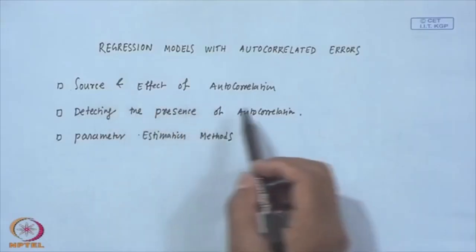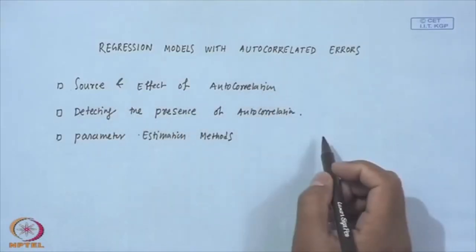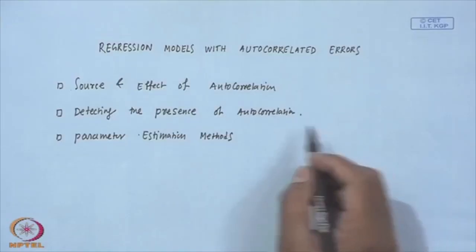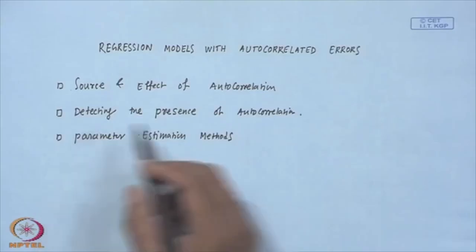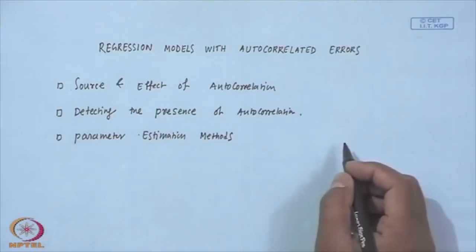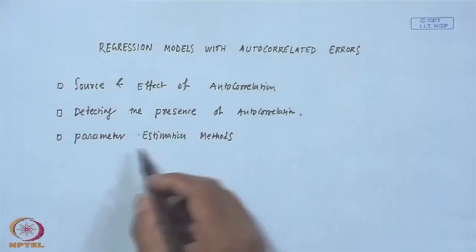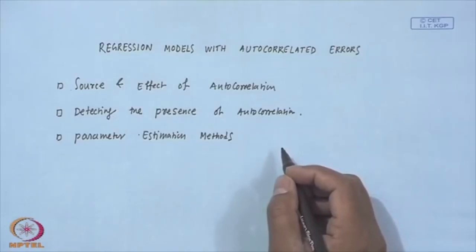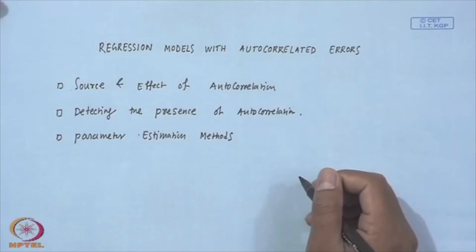Hi, so this is my second lecture on regression models with autocorrelated errors, and here is the content of this topic. We already talked about the source and effect of autocorrelation in the regression model, and in the previous class we started talking about how to detect the presence of autocorrelation, and we will be talking about parameter estimation in the presence of autocorrelation in the model.